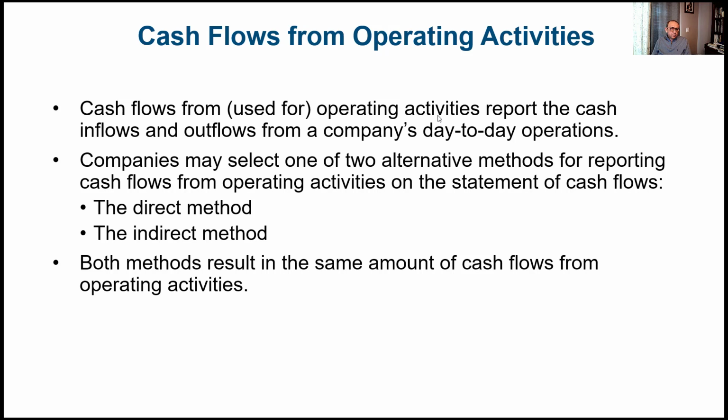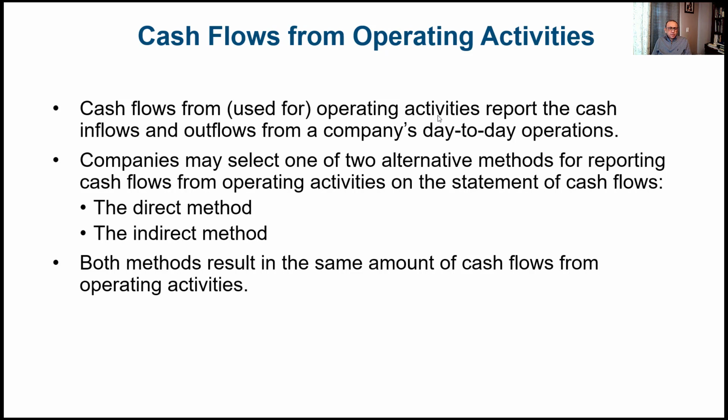Companies may select one of two alternative methods for reporting cash flows from operating activities on the statement of cash flows. It's either the direct method or the indirect method. From what I've seen, the indirect method is the most commonly used method. Why is that? Because it's easy. I would say more straightforward.